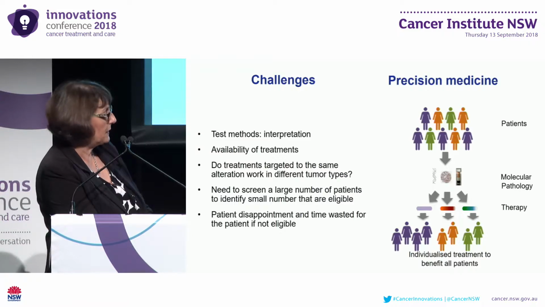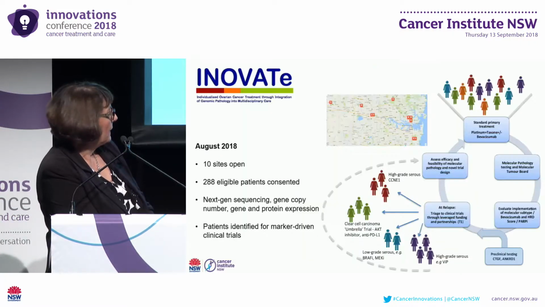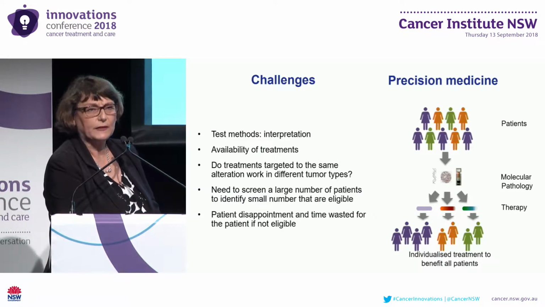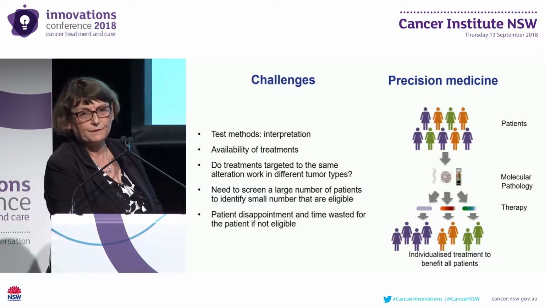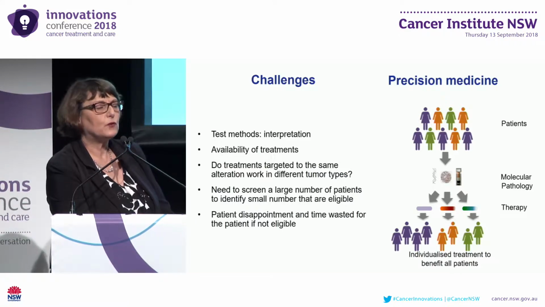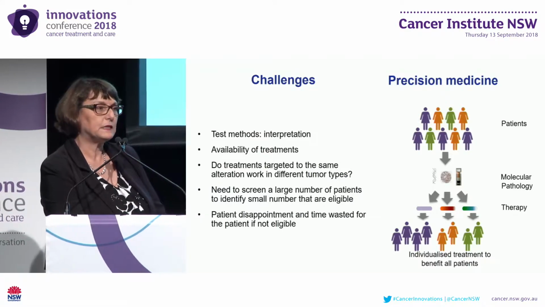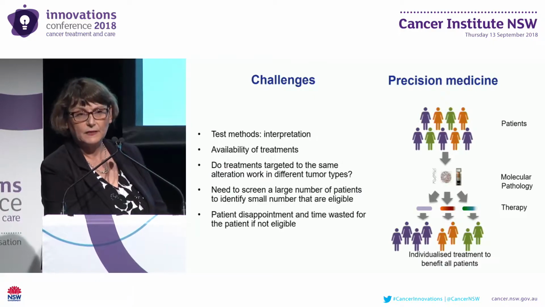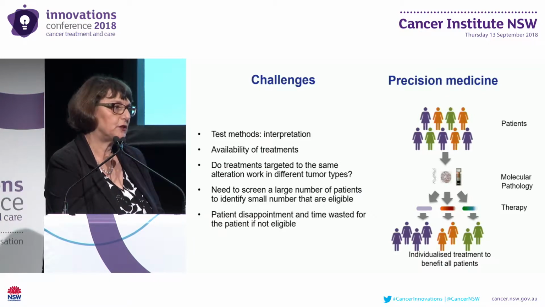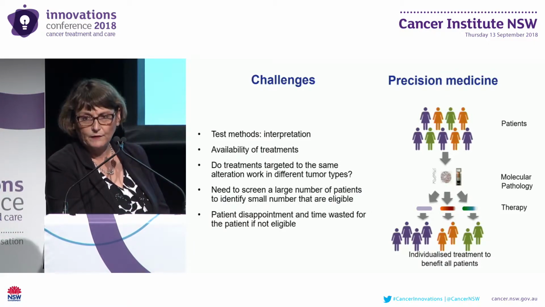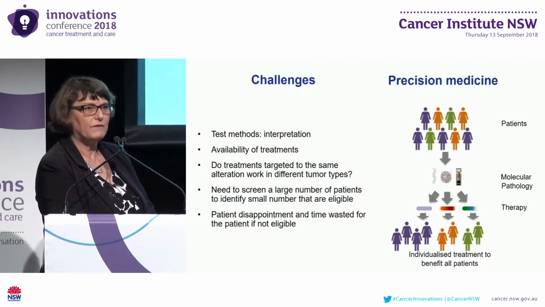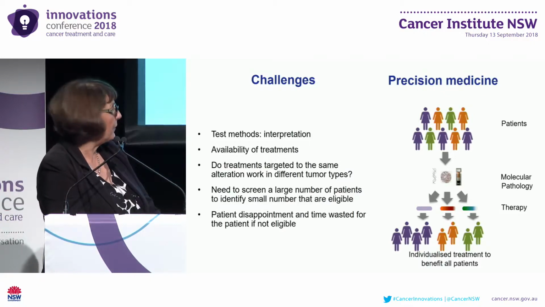For instance, if we wanted to do a clinical trial to address the two little green ladies there, we would have to screen a large number of patients just to identify those few patients that might be suitable for that trial. And what we're finding is that this causes great patient disappointment. These patients get very invested in being part of a clinical trial, and when they're told that they don't have the right cancer type, that leads to great disappointment and also a waste of time for the patient, time that they could have been spending on a more suitable trial. So it's really a very complicated scenario.